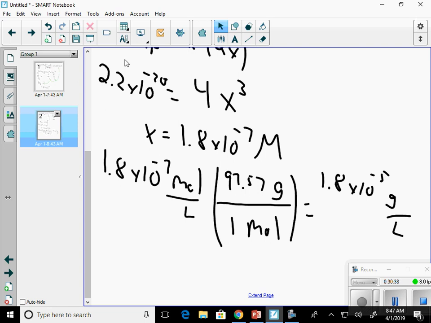So in 1 liter of water, if I can get 0.000018 grams of copper 2 hydroxide, that's how much can be dissolved in that. That's why that one has an I on that solubility table.